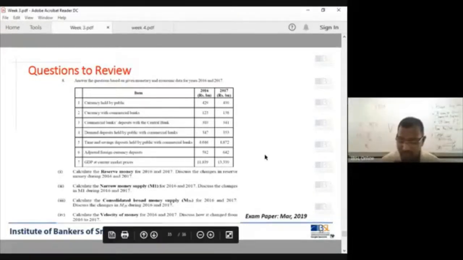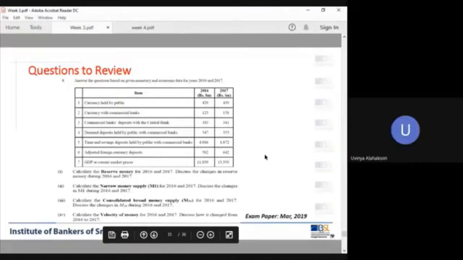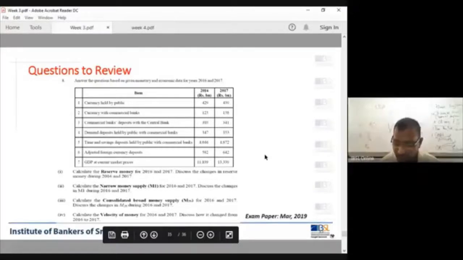What is the reserve money value for 2016? Even you can type your answer, then I can see. 855 billion. How much? The 2016 reserve money value?